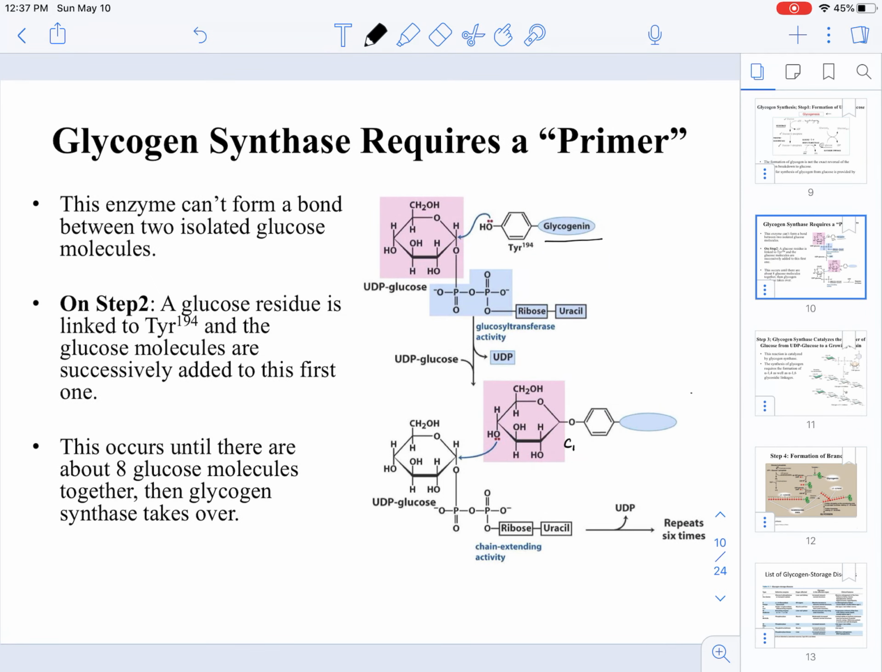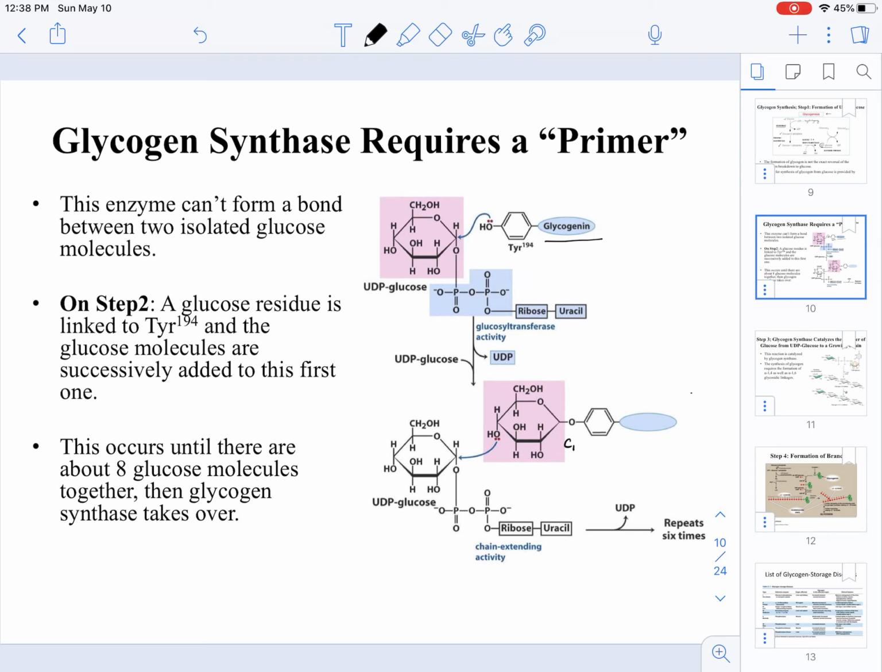Glycogen synthase, even though it is the main enzyme that is utilized for synthesizing glycogen, understand that it actually requires a primer in order to do this synthesis. We have seen primers previously, when we had DNA replication. Remember that there's an RNA primer that gets incorporated into the leading strand or lagging strand in order to have DNA polymerase polymerize the newly synthesized strand of DNA.